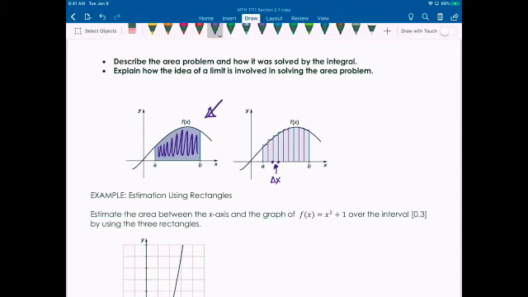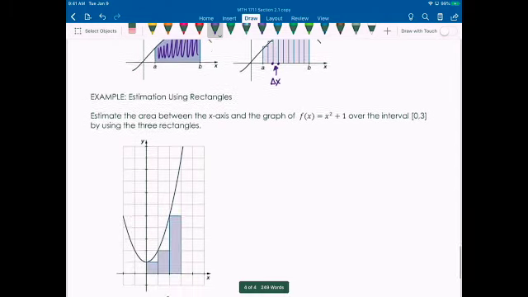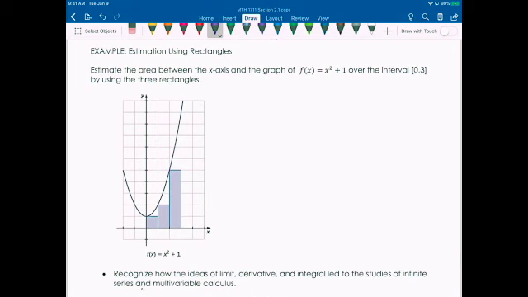So let's walk through an example. We're going to estimate the area between the x-axis and the graph of x squared plus 1 over the interval 0 to 3. So what we're trying to do is estimate this highlighted area in pink here. This is 0, 1, 2, 3. And we're trying to find the area under the curve between 0 and 3. So we're going to use these rectangles to give an approximation.